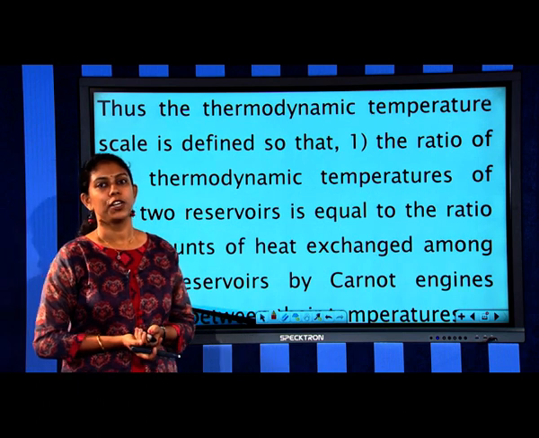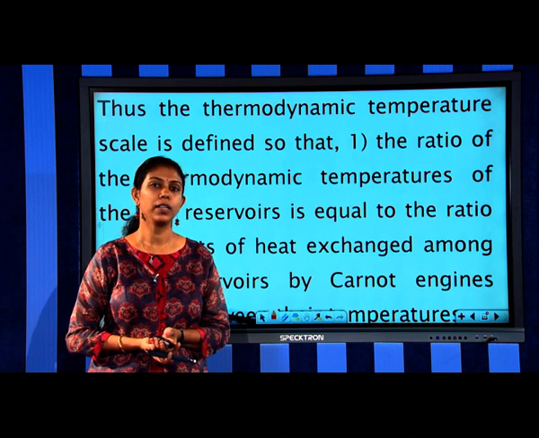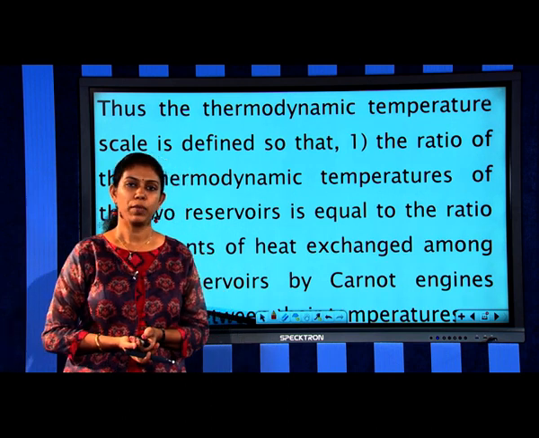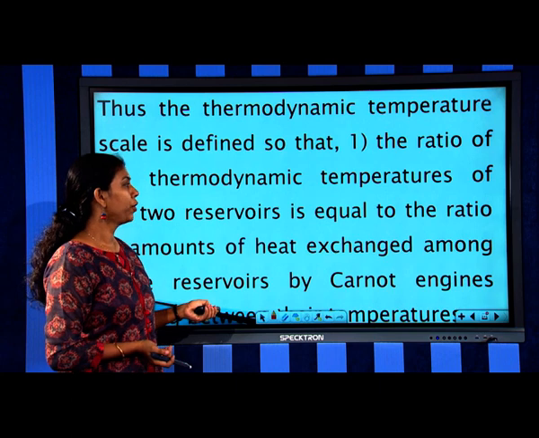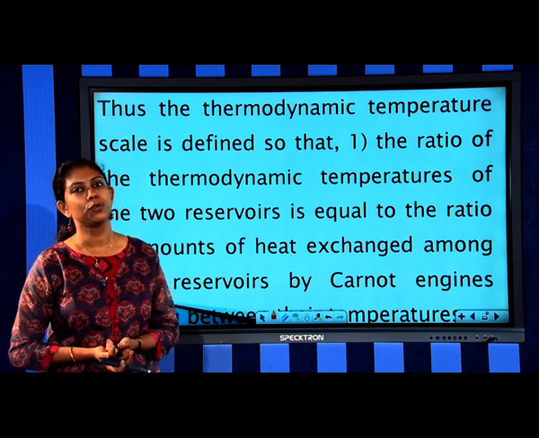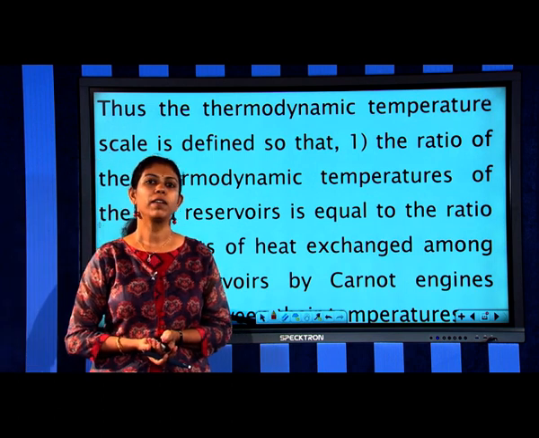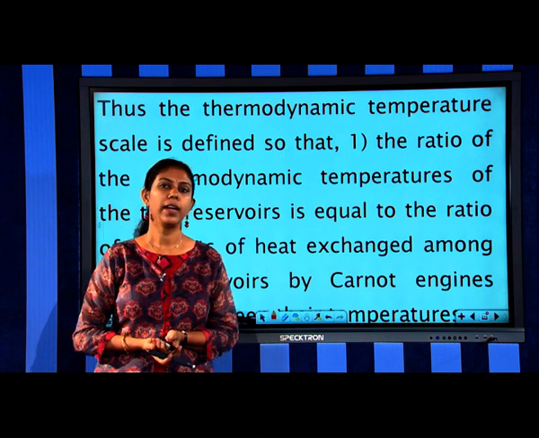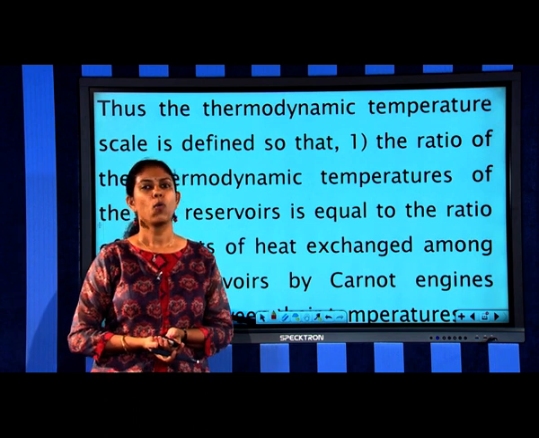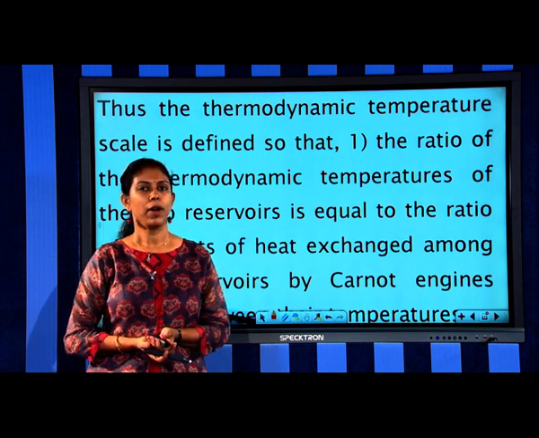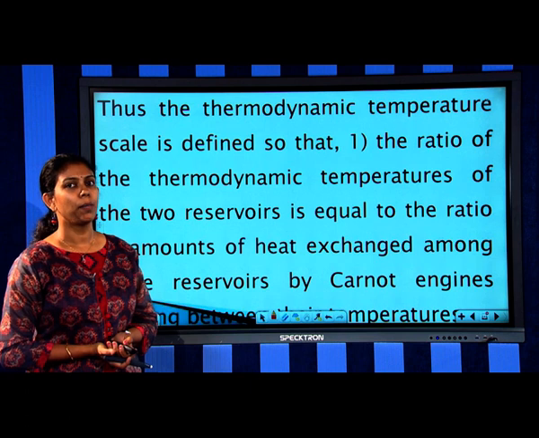To complete the definition of the thermodynamic scale, assign the arbitrary value of 273.16 Kelvin to the temperature of the triple point of water, T_TP. Here the triple point of water is taken as 273.16 Kelvin. For a Carnot engine operating between reservoirs at the temperatures T and T_TP, the efficiency of the Carnot engine is given as eta is equal to 1 minus Q by Q_TP. From this we get the relation Q divided by Q_TP is equal to T by T_TP.